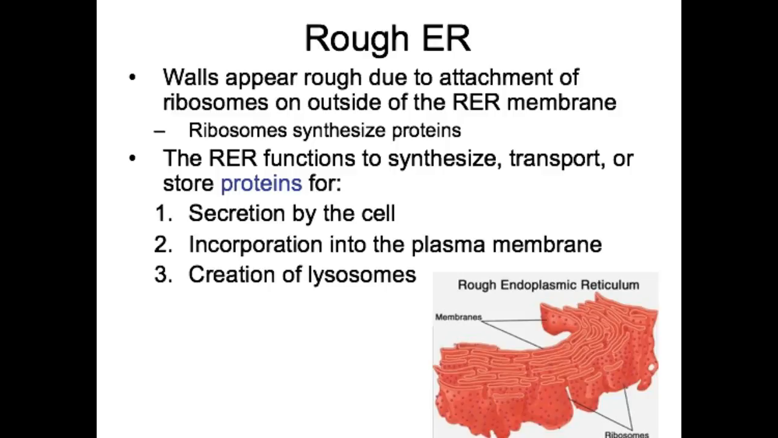And we talked about rough ER being all about synthesis, transport, or storage for proteins. Those proteins are going to be anything, right? They might be an enzyme, they might be secretory products such as neurotransmitters. For example, they might be transmembrane proteins or integral proteins. They might be creating lysosomes. We're going to talk about lysosomes in just a minute. So whenever you need something functional for the cell, it's probably coming from the rough endoplasmic reticulum.